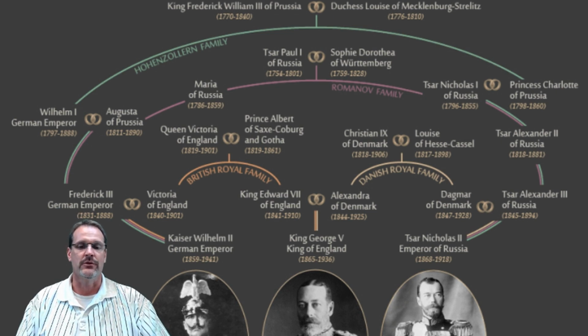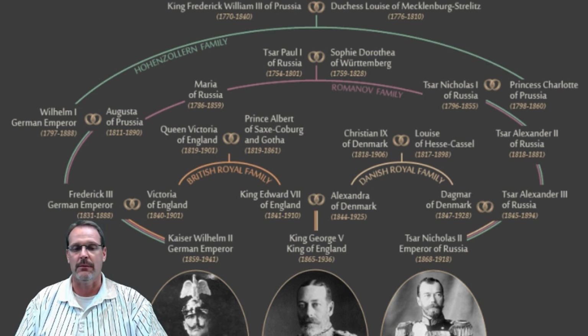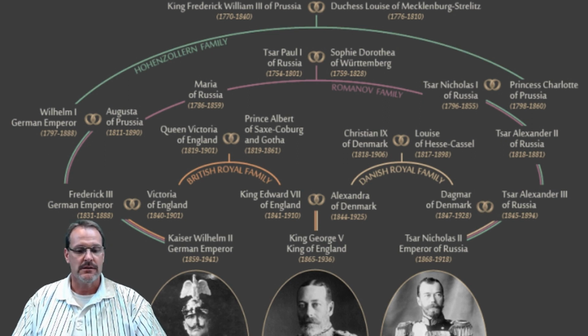Sometimes family members do not get along, and many times they're in competition with one another. So a lot of people didn't know that Queen Victoria of England was the grandmother of the German Kaiser. Okay, so that just makes those alliances that much more interesting.